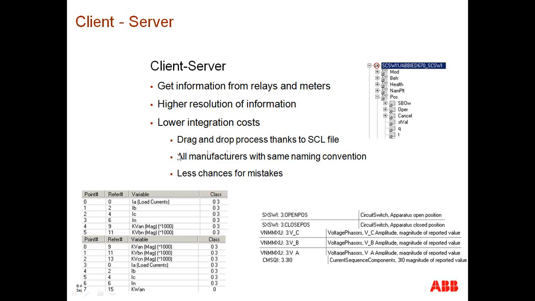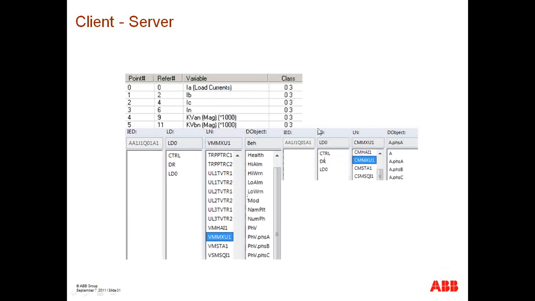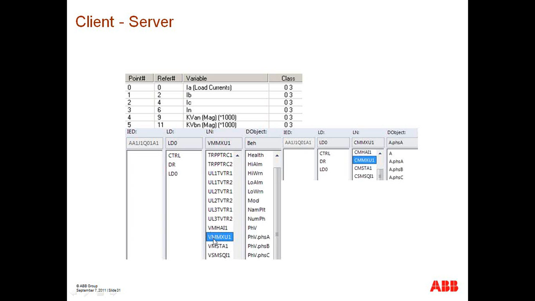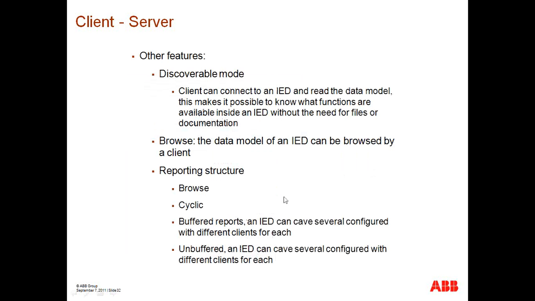And when we talk about lowering integration costs, it's because of this naming and understanding of the naming convention. There's really not much manual typing. It's all a process of looking at the ICD file, looking at the available information inside a particular device, and loading it onto our gateway so that it understands what information it's going to receive from that device. We can look here, for example, at MMXU, our measurement function, and see all the different data objects that are available: PHB, voltage phase A, voltage phase B, voltage phase C.